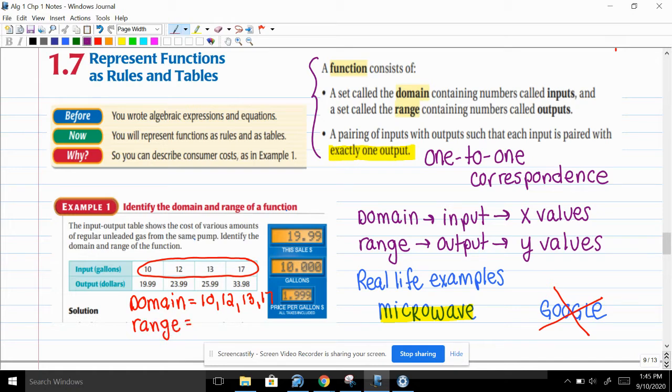okay, your range are your outputs. So your range are those numbers down there: 1999, 2399, 2599, and 3398. So when they ask you for the domain and the range, all you're doing is listing your inputs and your outputs. Okay, that's all you're doing. Nothing any more complicated than that.